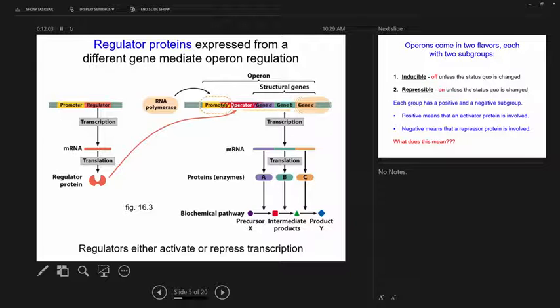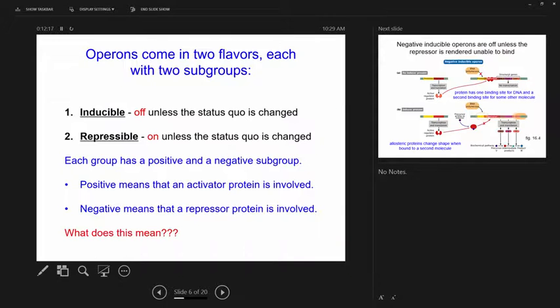All right, so there are 4 different mechanisms of operon regulation that you need to know. And I've broken it down into 2 main sets and then 2 subsets for each one. And if you listen to the definitions that I give you, then it will help you to figure out which one we're talking about. So operons start out as being either inducible or repressible.